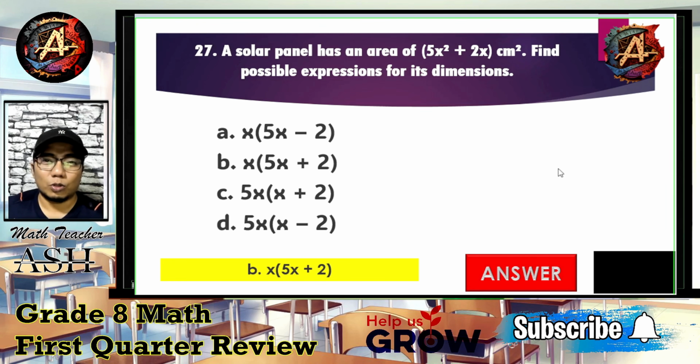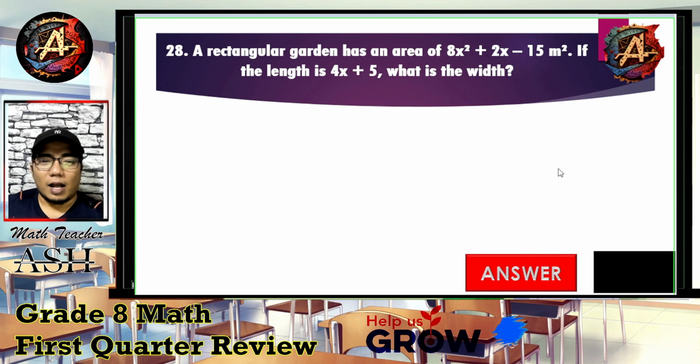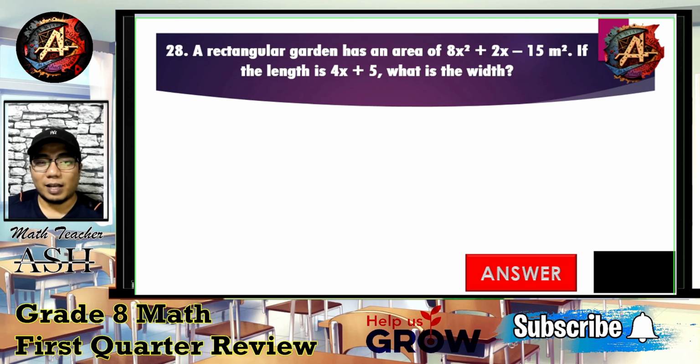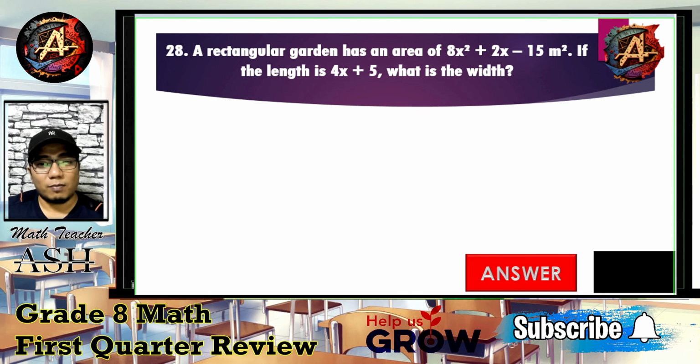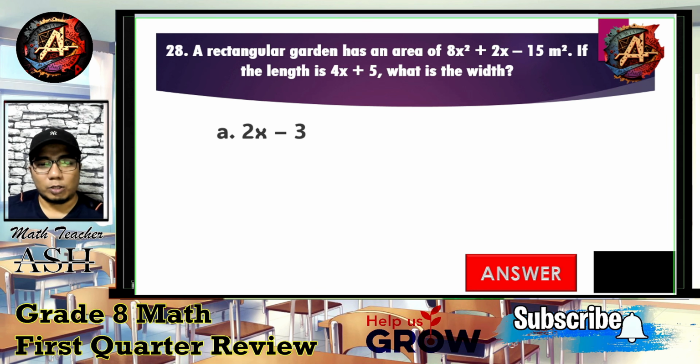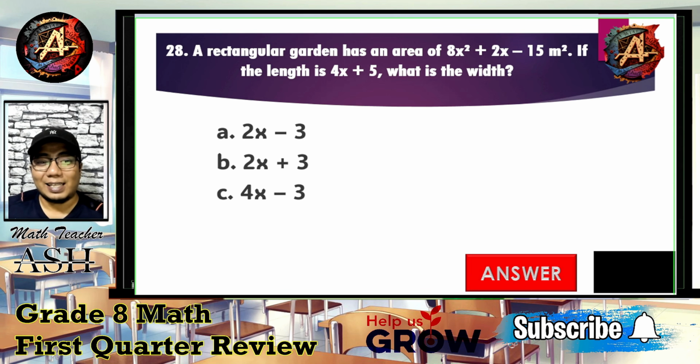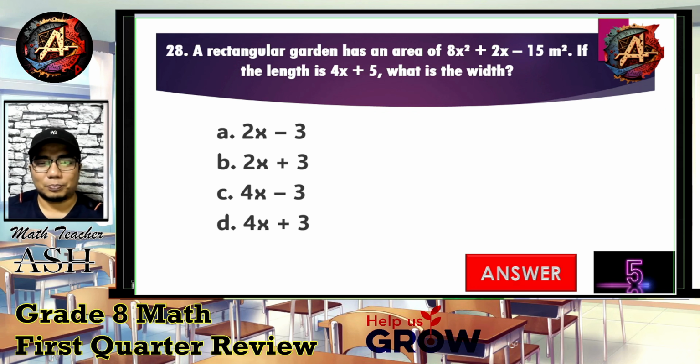Alright, now let us go to question number 28. A rectangular garden has an area of 8x squared plus 2x minus 15 square meters. If the length is 4x plus 5, what is the width? Is it A, 2x minus 3, B, 2x plus 3, C, 4x minus 3, or D, 4x plus 3? I'll give you 5 seconds to think about your answer.